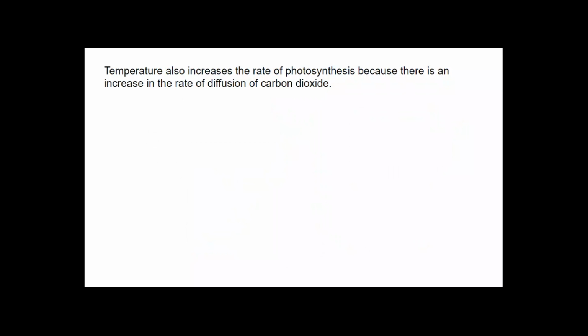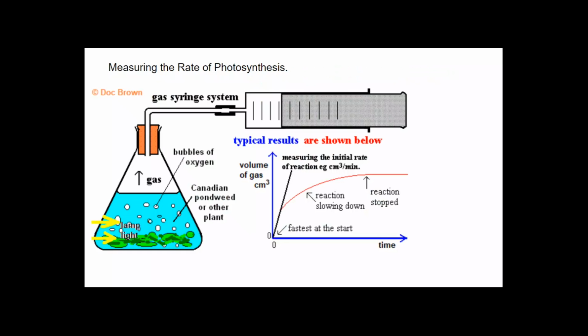So temperature also increases the rate of photosynthesis because there's an increase in the rate of diffusion of carbon dioxide, and that's important. One reason why temperature increases the rate of photosynthesis is because carbon dioxide diffuses in at a faster rate, so we have a greater rate of gaseous exchange.